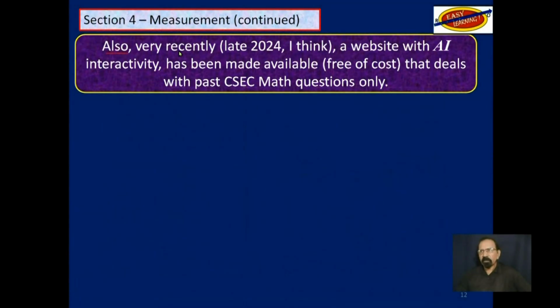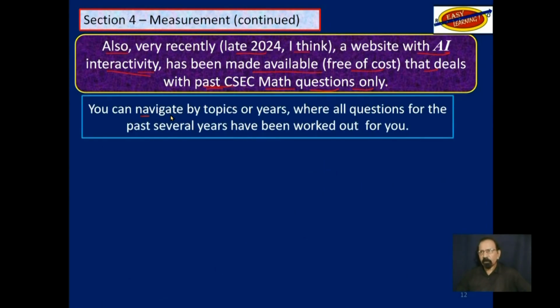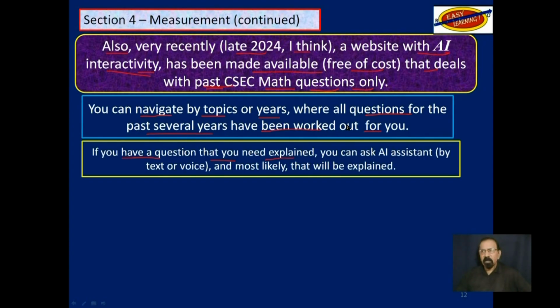Also, very recently, late 2024, I think, a website with AI interactivity has been made available free of cost that deals with past CSEC math questions only, specifically from paper 2. You can navigate that website by topics or years, where all questions for the past several years have been worked out. If you still have a question that you need explained, you can ask the AI assistant either by text or voice, and most likely that will be explained.